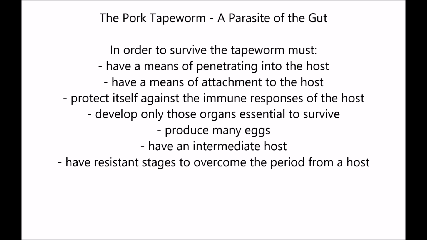In order to survive, the tapeworm must have a means of penetration into the host, have a means of attachment to the host, protect itself against the immune responses of the host, develop only those organs essential to survive, produce many eggs, have an intermediate host, and have resistant stages to survive the period outside a host.